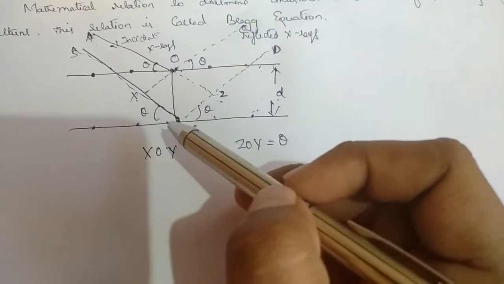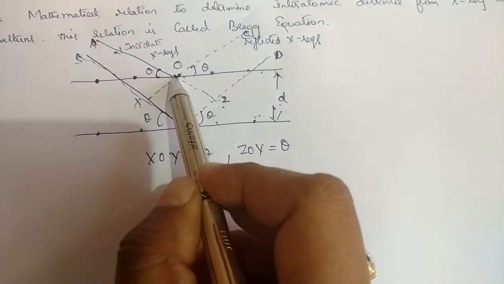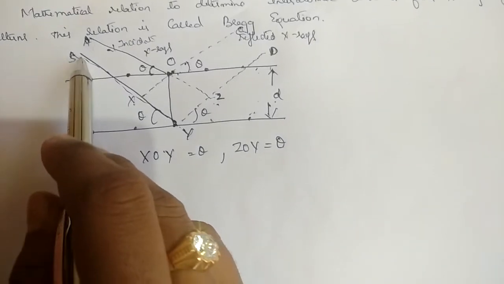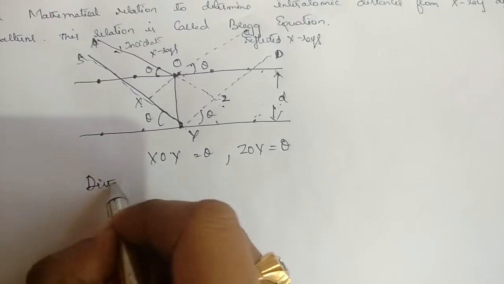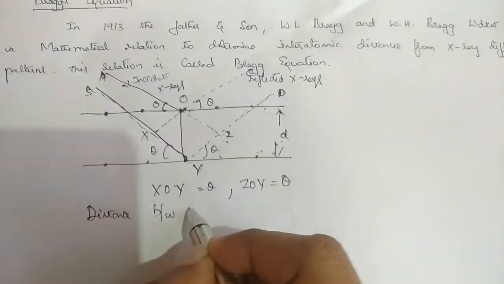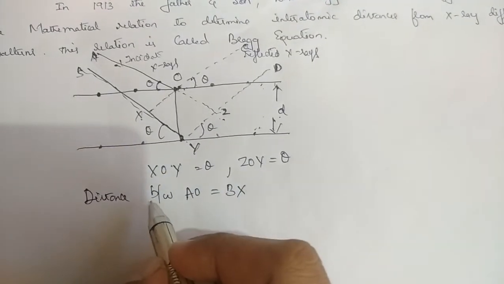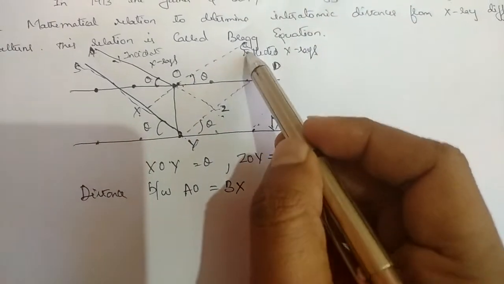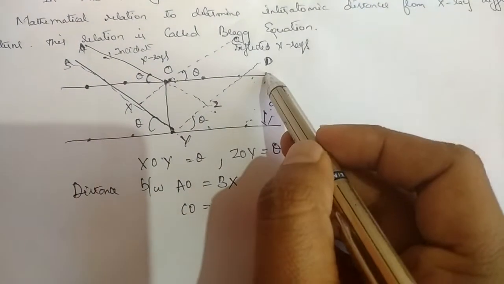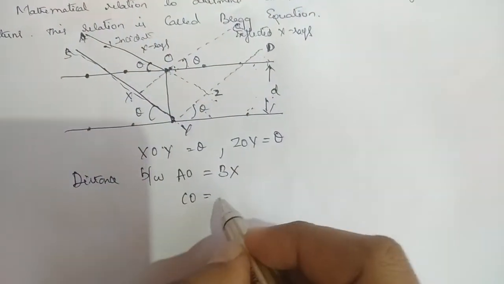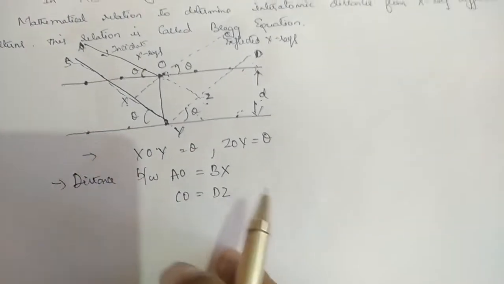Therefore, the distance AO is equal to the distance AX. We can write the distance AO as equal to BX. In the same way, the distance CO is exactly equal to DZ. This is the triangle angle, and these are the distances.